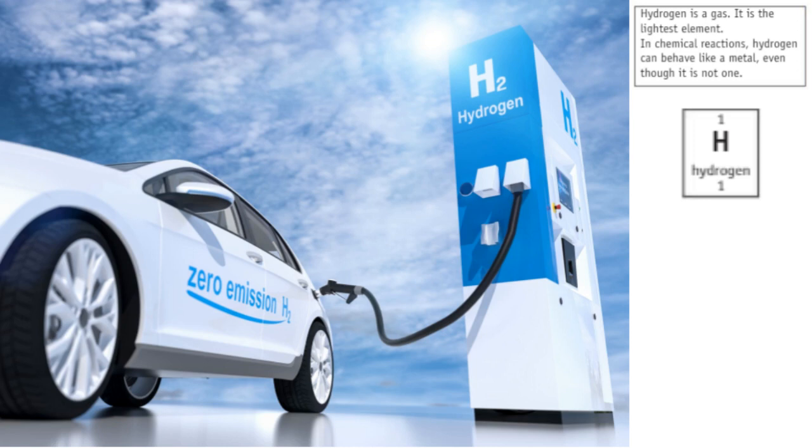Let's not forget hydrogen. Hydrogen is a gas and it's the lightest element. In chemical reactions, hydrogen can behave like a metal even though it's not one. So in some periodic tables that you find, it's in group 1. In other periodic tables, it just floats around right at the top in the middle.